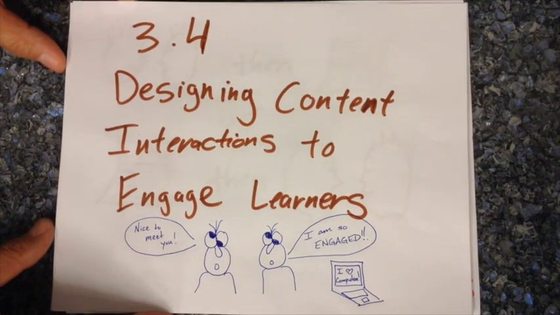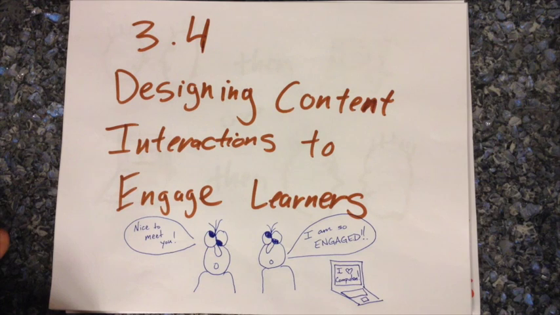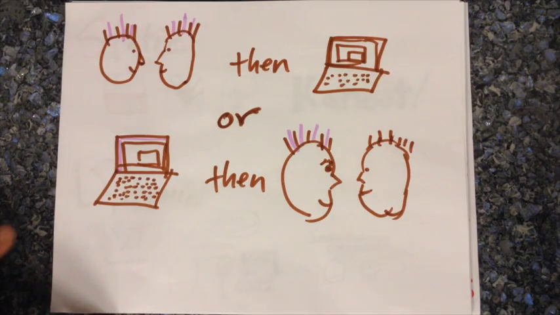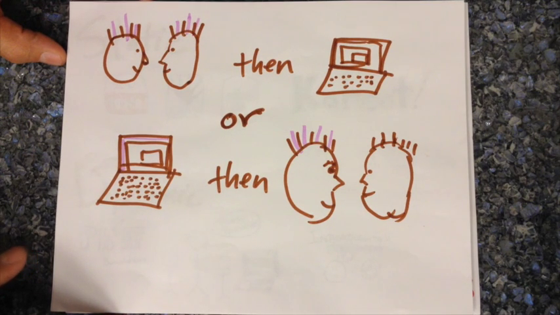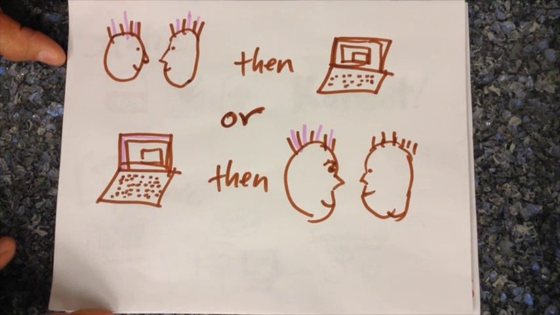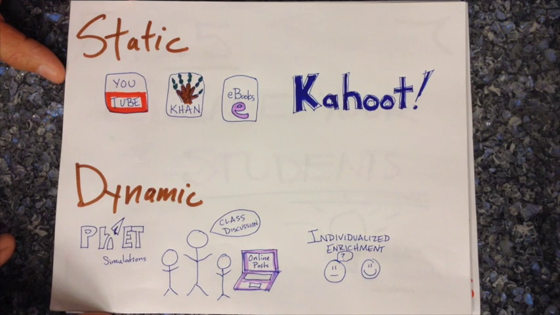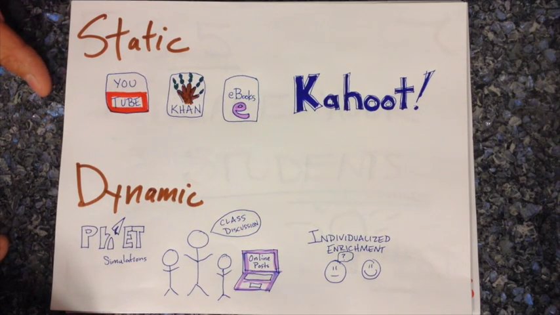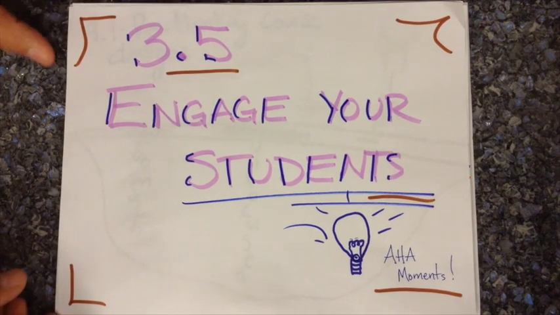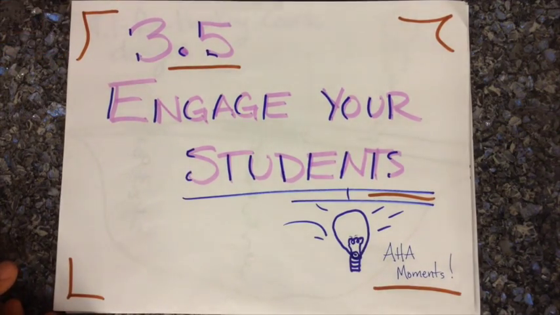3.4, Designing Content Interaction to Engage Learners. Now you need to make the decision. Do you start face-to-face and then allow online discussions, or do you choose to move from online to face-to-face? The content that you can choose can be either static, like the resources you traditionally use, YouTube videos, Khan Academy, or you can choose to have dynamic content that allows for individual enrichment. 3.5, Summary and Standards. Chapter 3 is all about engaging your students.